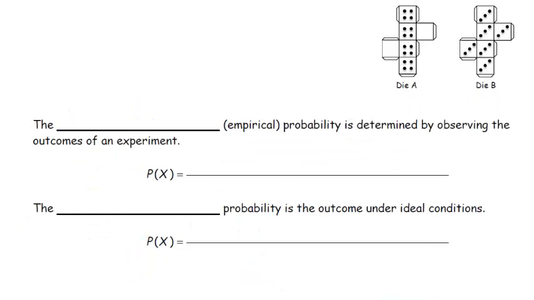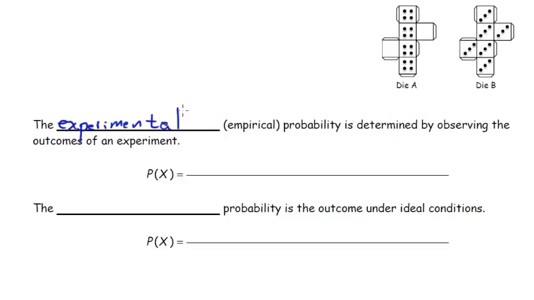So we looked at two kinds of probabilities last time. The experimental probability, also called the empirical probability, is determined by observing the outcomes of an experiment. So this is when you guys actually rolled the dice, and you might have had tally marks or identified how many times die A won as opposed to how many times B won. And you could calculate this probability.